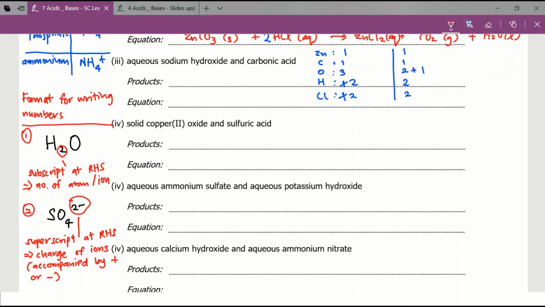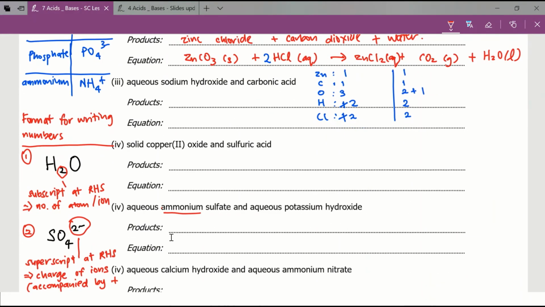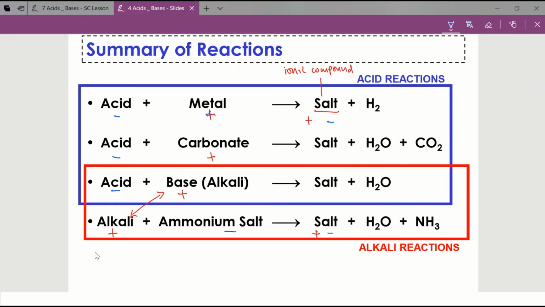So let's figure out firstly which general reaction this will be linked to. This is ammonium sulfate, and I've got aqueous potassium hydroxide. So this is our ammonium salt, and then aqueous potassium hydroxide is an alkali. So this is actually our alkali plus ammonium salt reaction, and hence we get salt plus water plus ammonia gas.